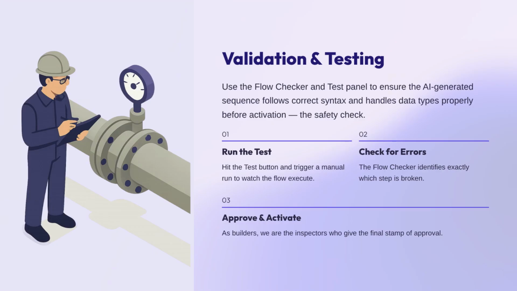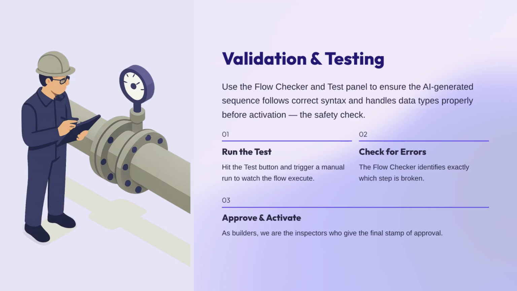The formal definition describes the use of the flow checker and the test panel to ensure that the AI generated sequence follows the correct syntax and handles data types appropriately before the flow is activated. To put it very simply, it is the safety check. Just because the AI is smart doesn't mean it's perfect. We always want to make sure the pipes are connected right.